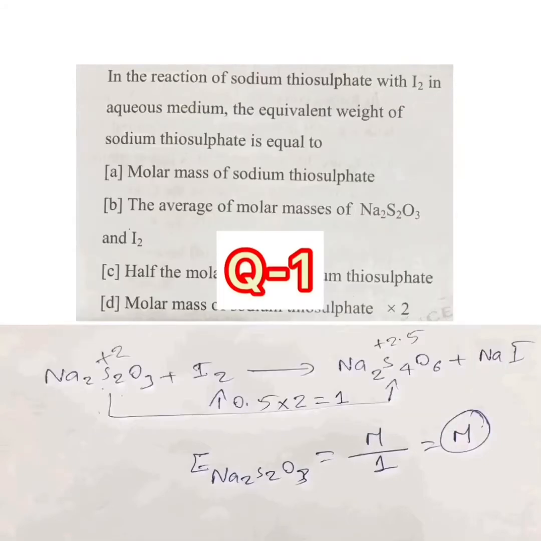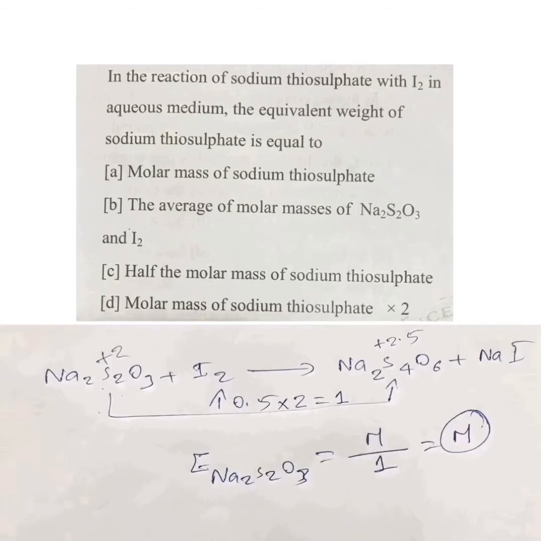In this reaction, we have to calculate the equivalent mass of sodium thiosulfate. I have written a reaction. It is given in the redox reaction chapter. Calculate the oxidation number of sulfur in the reactant and product. On the reactant side it is +2, on the product side it is +2.5.